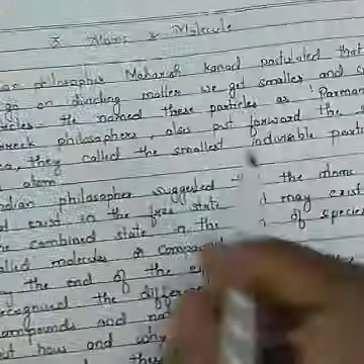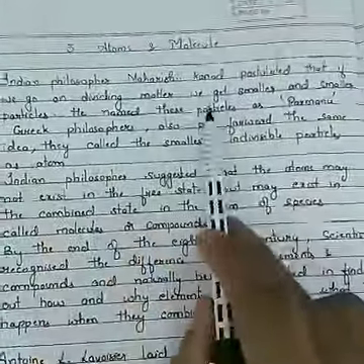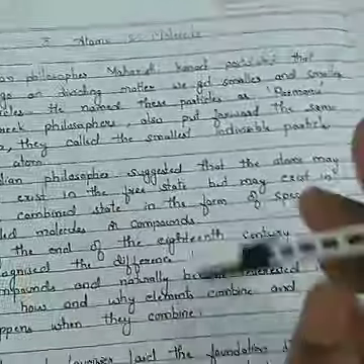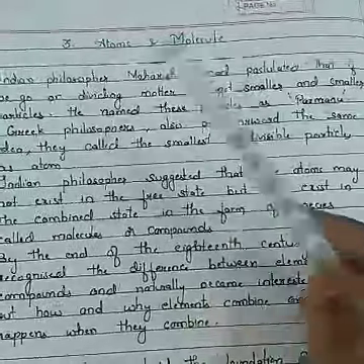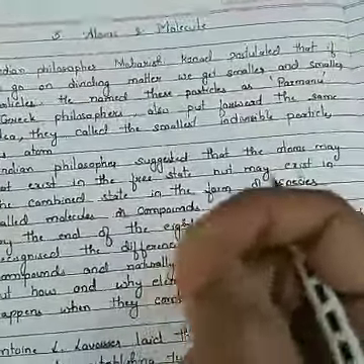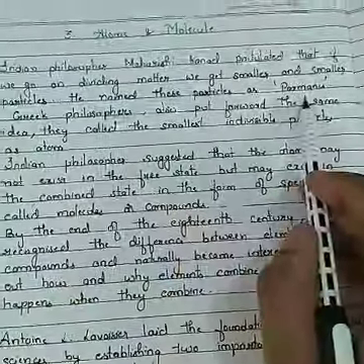Indian philosopher Maharishi Kanad postulated that if we go on dividing the matter, we get smaller and smaller particles. Suppose you take a pen and break it into pieces, what will you get? You will get small particles. And he named these particles as Parmanu.